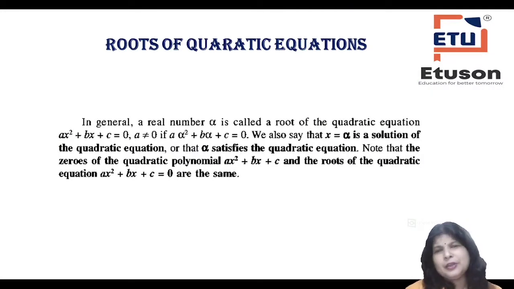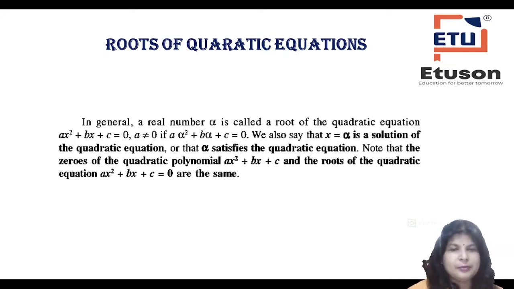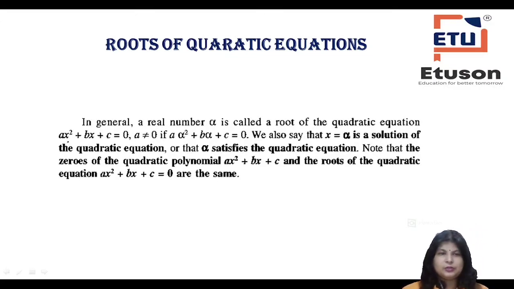What do you mean by roots of a quadratic equation? In general, a real number alpha is called a root of the quadratic equation, that is, the standard form ax square plus bx plus c is equal to 0, where a is not equal to 0. If a is equal to 0, then what will happen? It will become a linear equation. It cannot be a quadratic equation, correct or not?